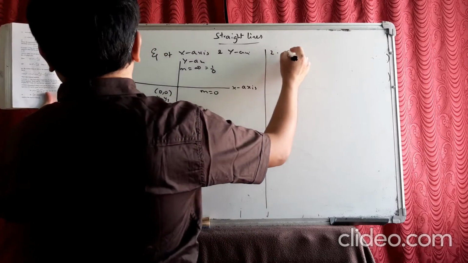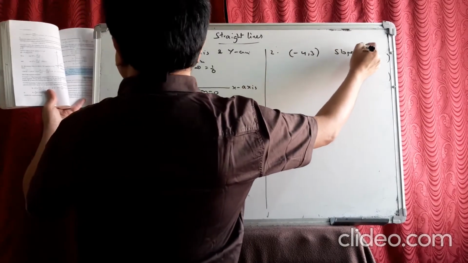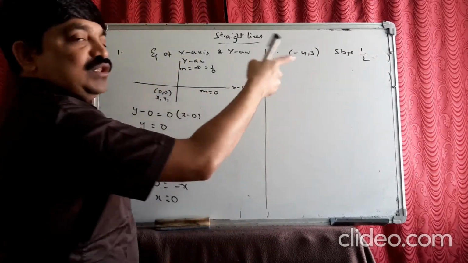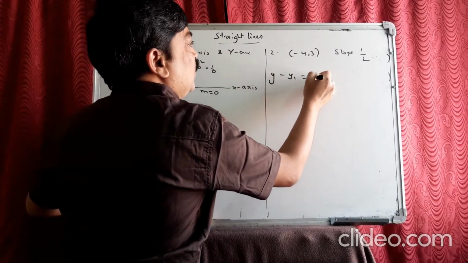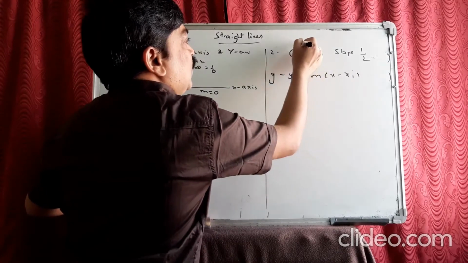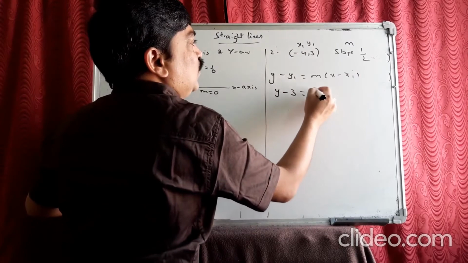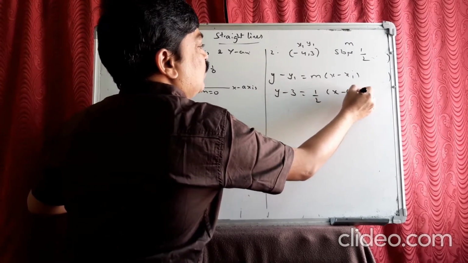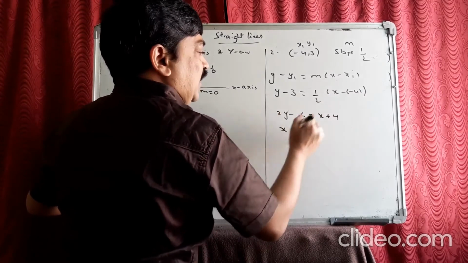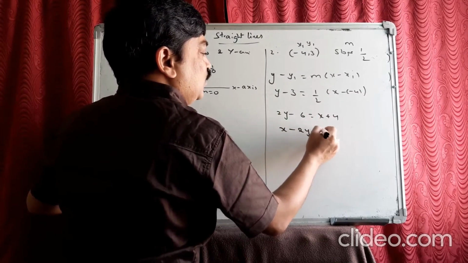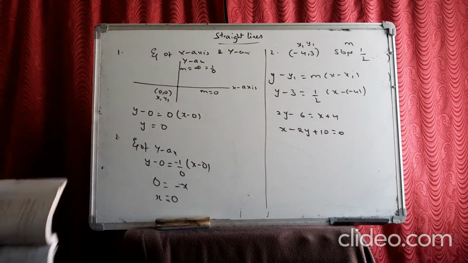See the second question. Passing through the point (minus 4, 3) and slope 1 by 2. See, point slope. So you can take it as y minus y1 equal to m into x minus x1. We take the point as x1, y1 and this as m. So y minus 3 is equal to 1 by 2 into x plus 4. 2y minus 6 equal to x plus 4. You can make it in the standard form, x minus 2y plus 10 equal to 0. Standard form should look like ax plus by plus c.